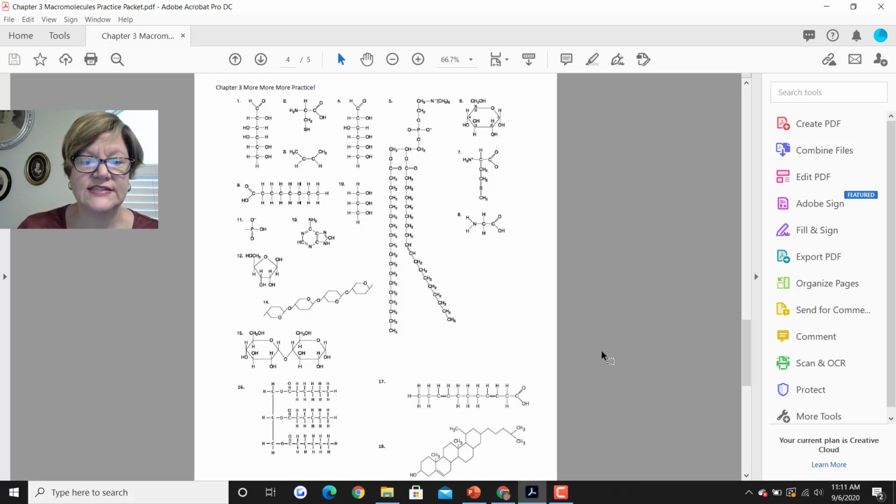And that would be number 16. Number 16 is a triacylglycerol. It has the 3-carbon glycerol, and then it has attached to it 3 fairly short hydrocarbon chains.